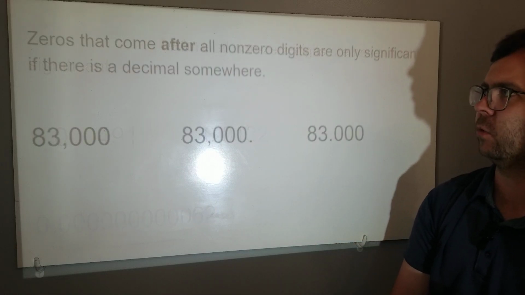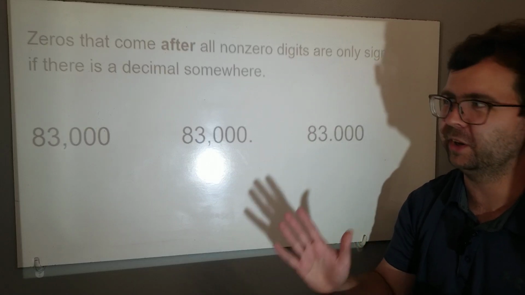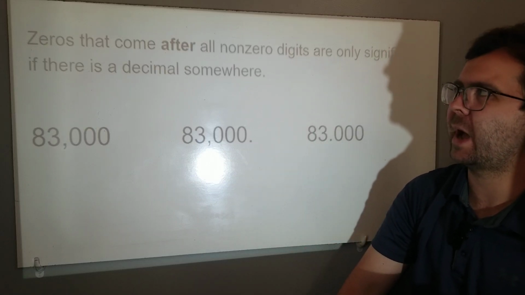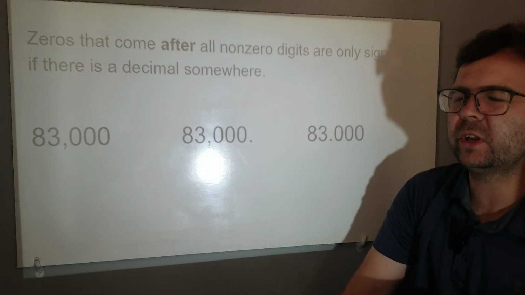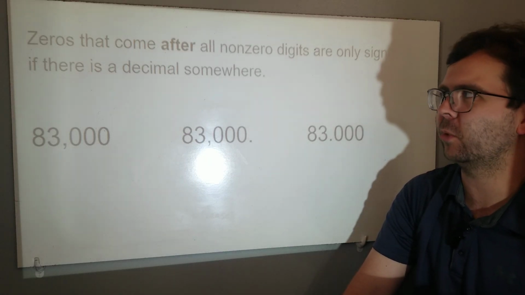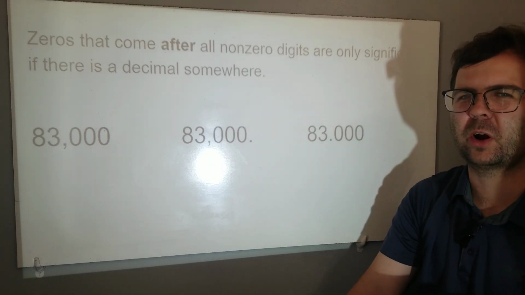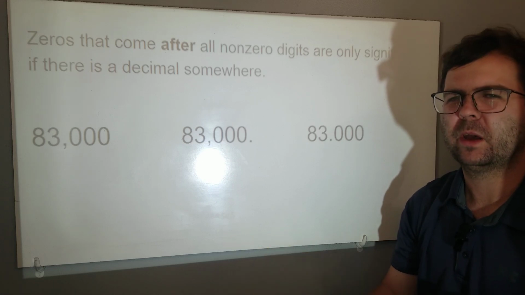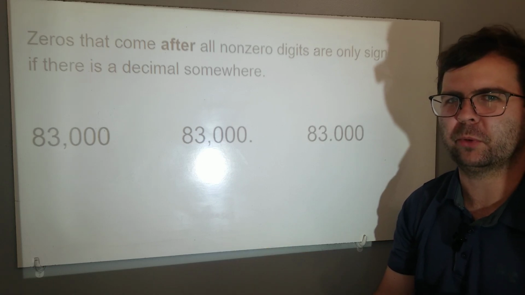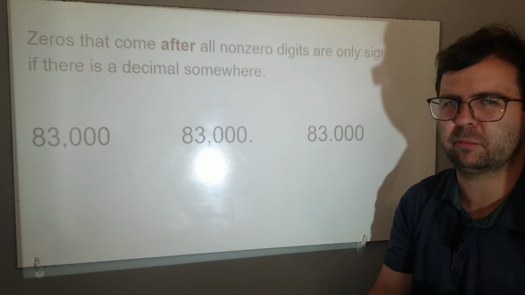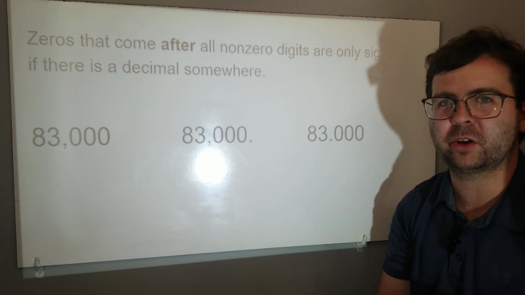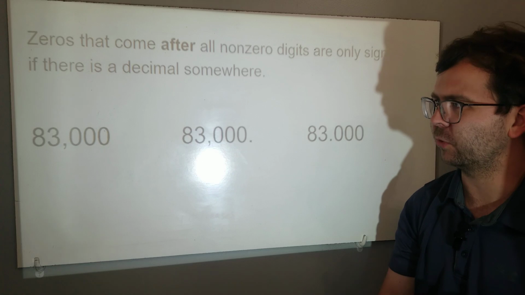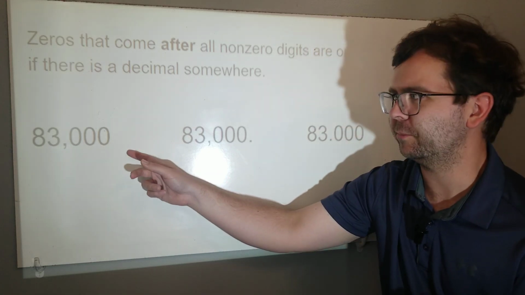All right, and then finally, rule number 3. Zeros that come after all non-zero digits are only significant if there's a decimal somewhere in the measurement. That seems a little arbitrary, but it matters because the decimal place matters in scientific measurements. When you have a decimal place in there, you're often indicating some extra level of precision. So for example, 83,000.